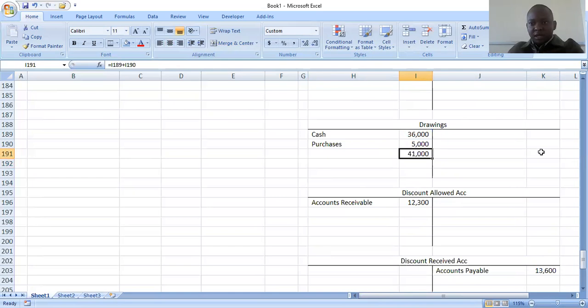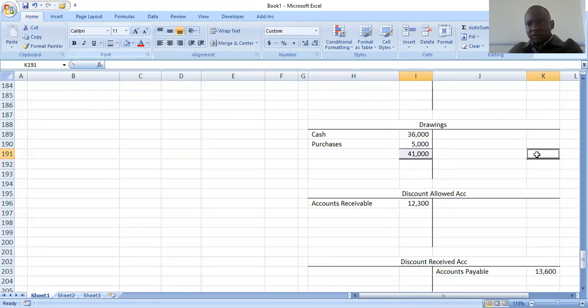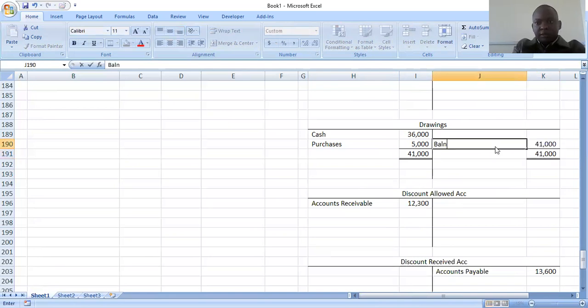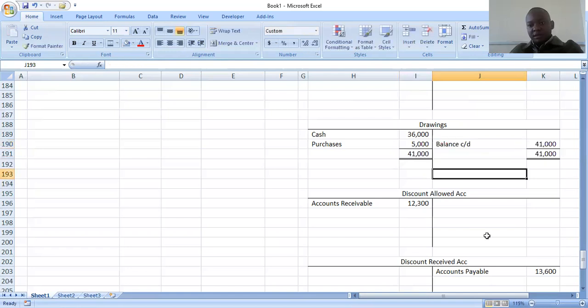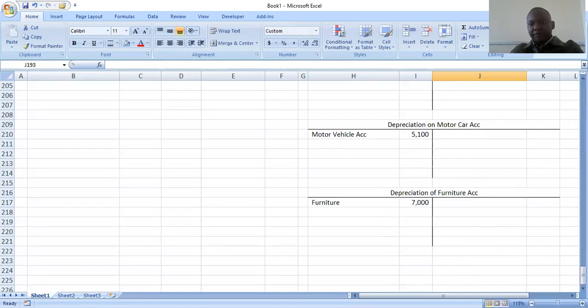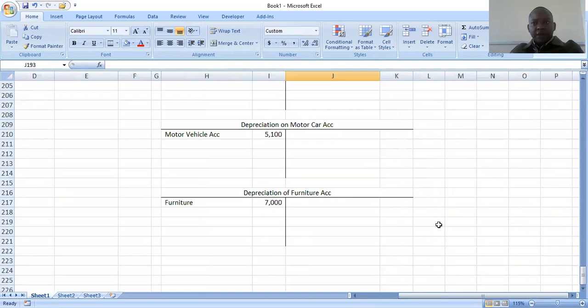So the drawings account, the total is 4,100 for both sides. So the total drawings for the year, the balance carried down for drawings is like we have it there. So those are the accounts.